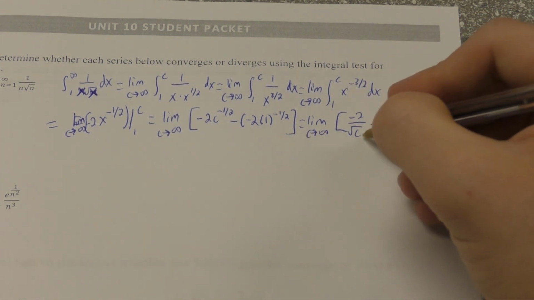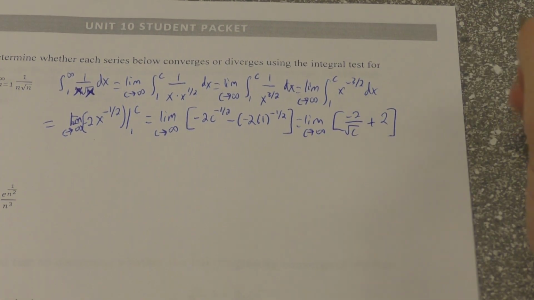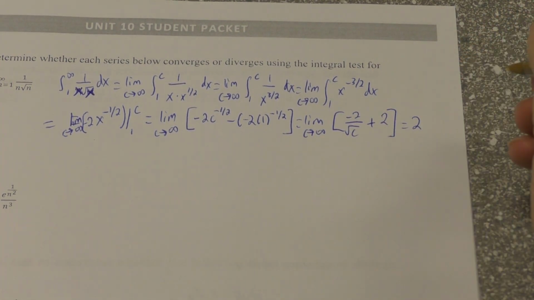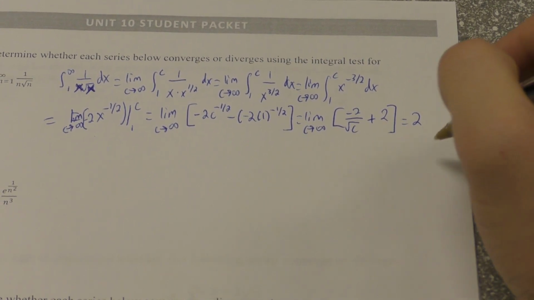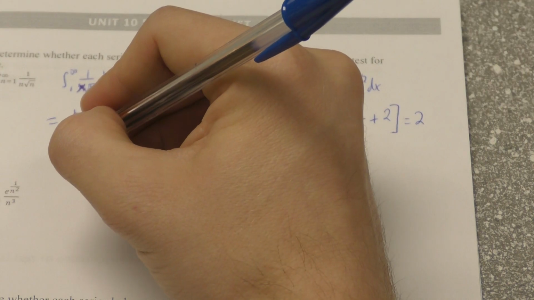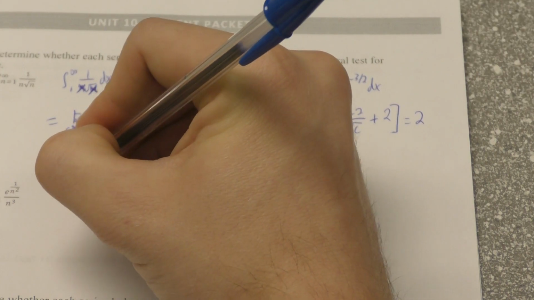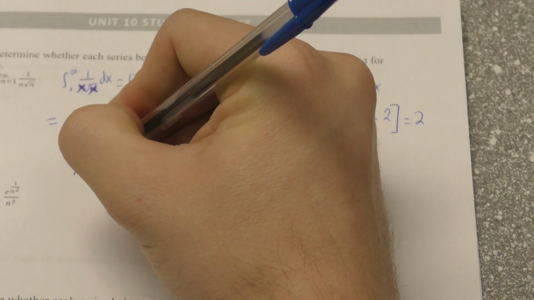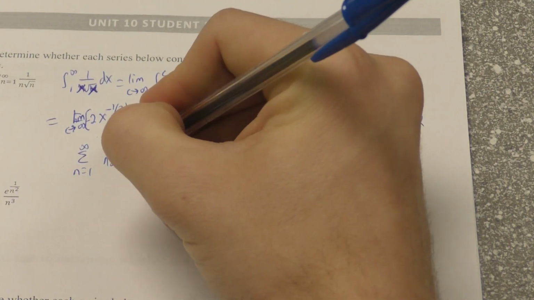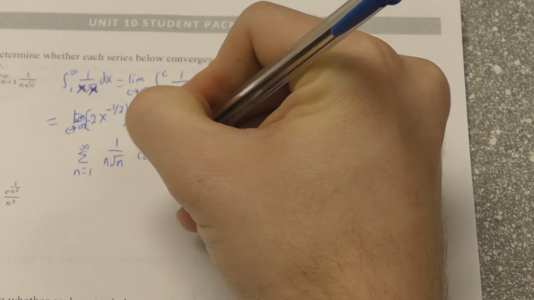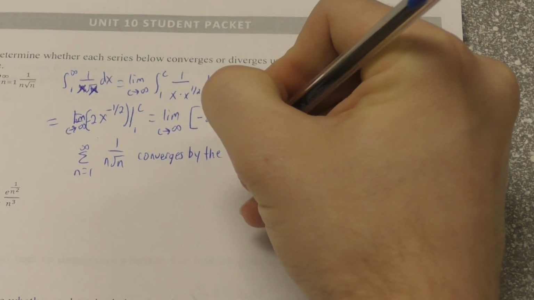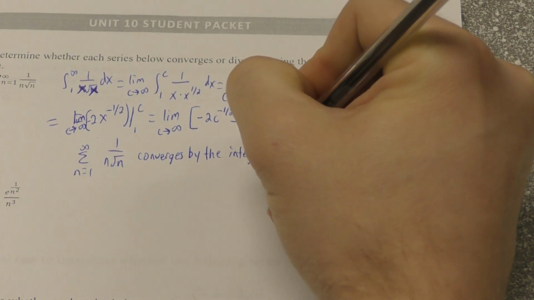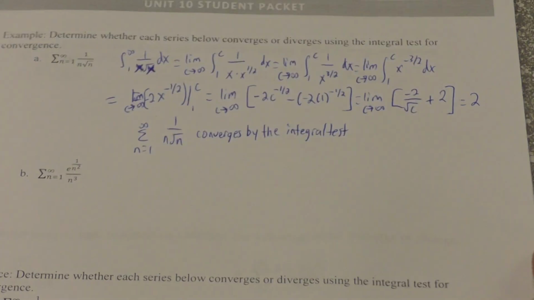Alright, as c approaches infinity, this first term will go to 0, leaving me with 2, so I get 2. What does this mean? My integral converges. So the series from n equals 1 to infinity of 1 over n square root of n converges by the integral test.